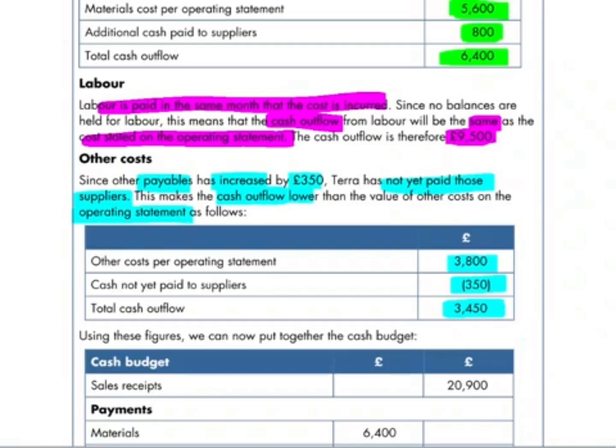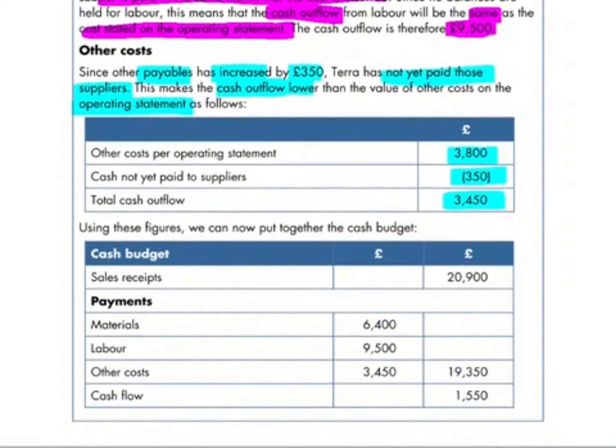So now what we do is we pull all of that together into the cash budget. We've worked out sales receipts to be 20,900, materials cash outflows 6,400, labour cash outflow 9,500, other costs cash outflow 3,450. If we add all of those together, it comes to 19,350. And if we subtract 19,350 from sales receipts of 20,900, we can see we have a positive cash inflow of 1,550.